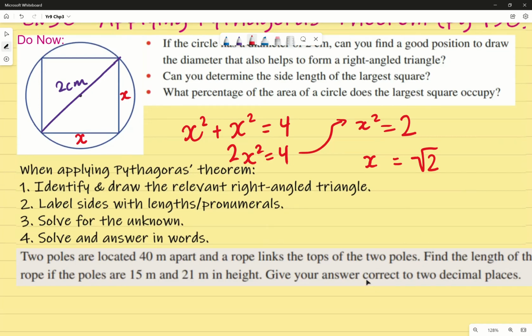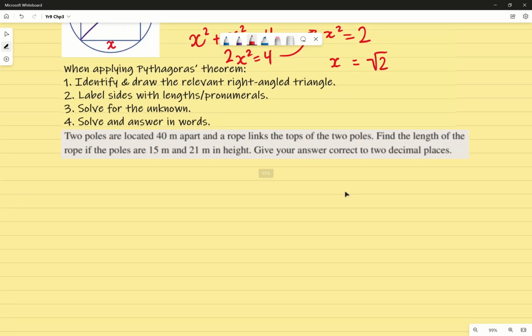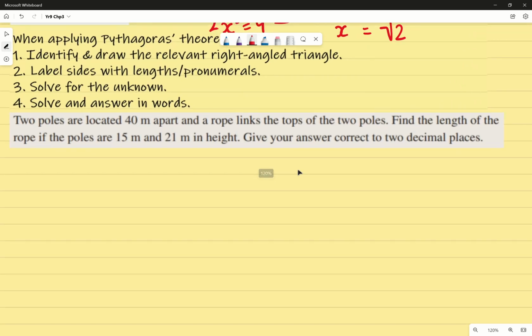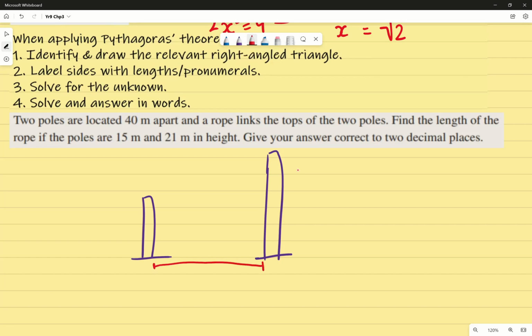So, let's look at this example here. 2 poles are located 40 meters apart, and a rope links the top of the 2 poles. Now, for me, my first step is typically to just draw the picture out. You're not going to lose marks if your picture looks really bad, by the way. I'm also not going to give you marks if the picture looks picture perfect, but it's still going to help you out, okay? So I'm going to draw 2 poles. They're located 40 meters apart, so I'm going to go ahead and draw this out. You don't have to copy down the actual question, but please copy down the diagram so you can still follow along with the steps. So those are the 2 poles, and it says that it's 40 meters apart, so I'm going to go ahead and draw a 40 meters here.